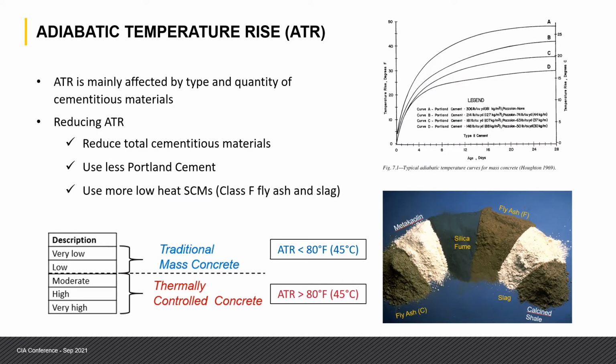So when we talk about mass concrete, we also need to talk about adiabatic temperature rise, which is the ability of the concrete to generate heat without being affected by the environment, without losing heat to the environment. The ability of that mix to generate heat is mainly affected by the cementitious content and by the type of cementitious materials. A traditional mass concrete would typically see a lower adiabatic temperature rise, which is expected. Typically, we see that it's below 45 degrees Celsius, and for a thermally controlled concrete we typically see it higher than 45 degrees Celsius. That's a very common observation in practice for adiabatic temperature rise.